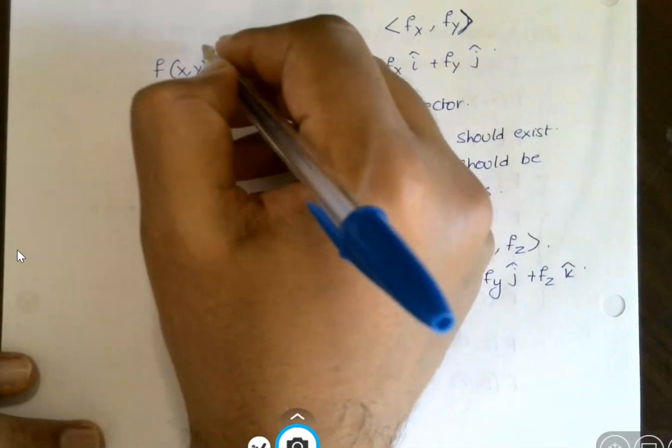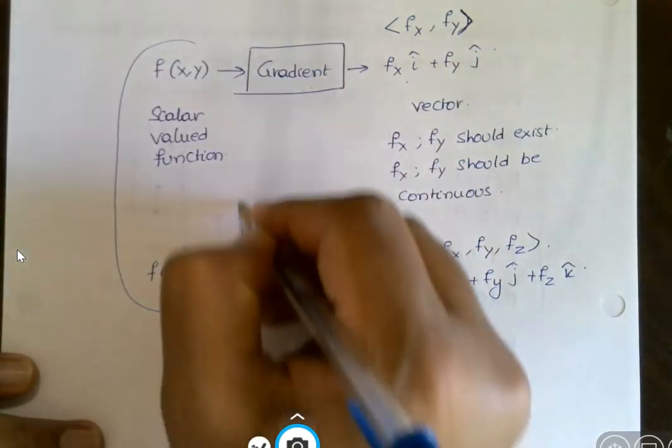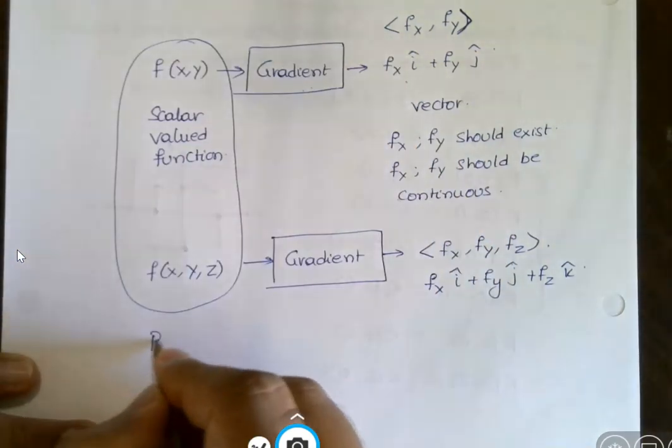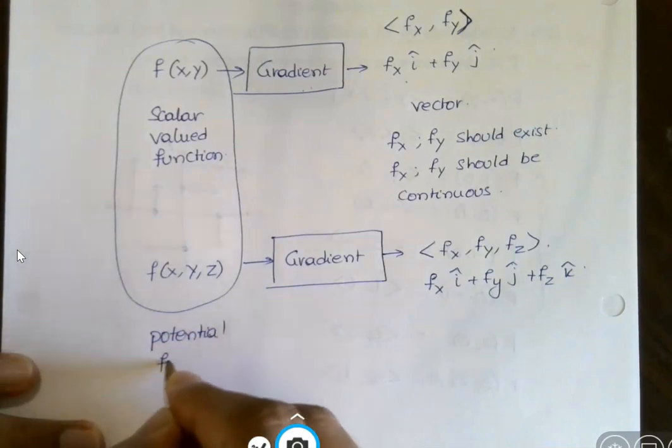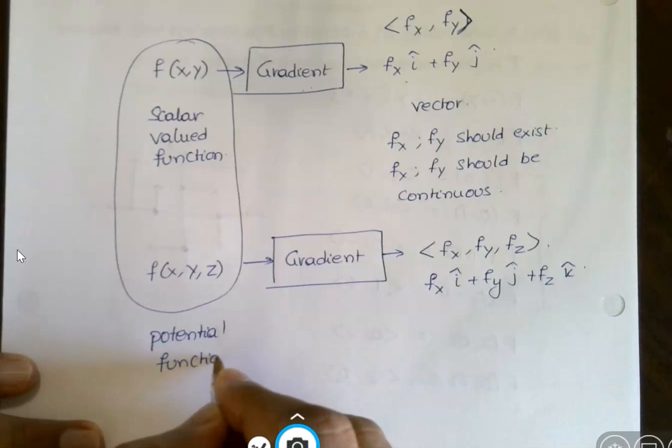So the domain, the scalar valued functions, are called potential functions. Remember that, potential functions. I think you will learn about it a little later.